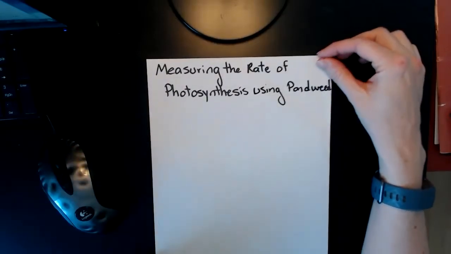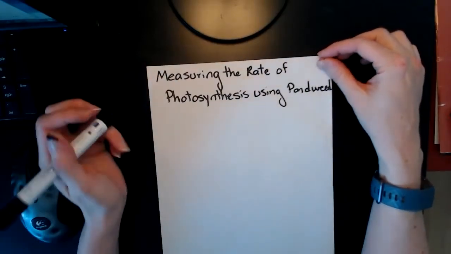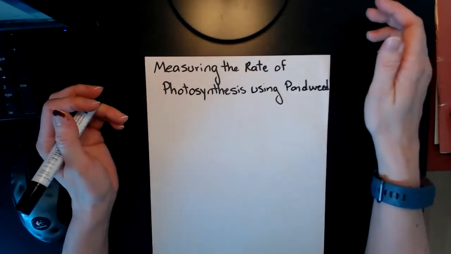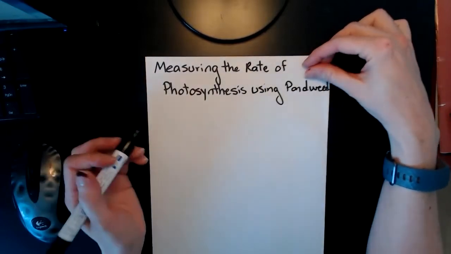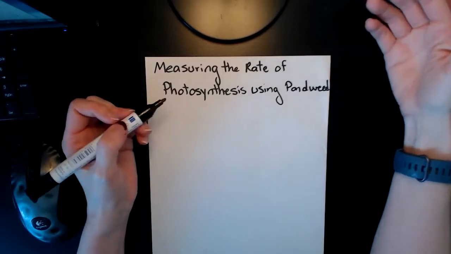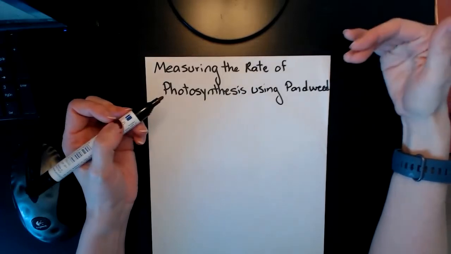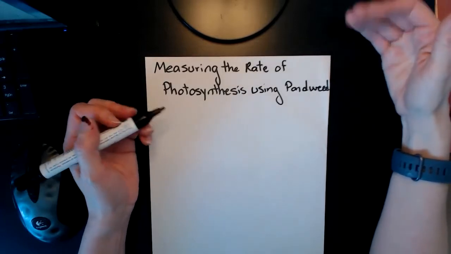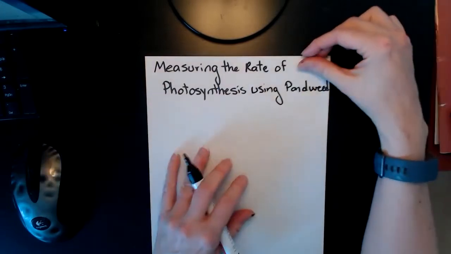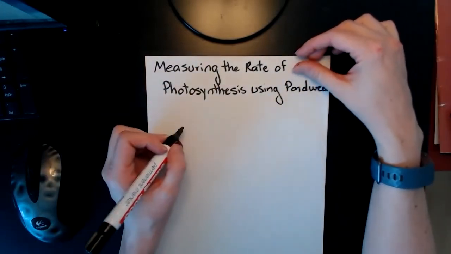Okay, so for the next experiment, I'm going to talk about how you can actually measure the rate of photosynthesis. All right, so you should remember that photosynthesis uses light energy and carbon dioxide and water to produce oxygen and glucose. All right, so I'm going to just put the equation down for that.